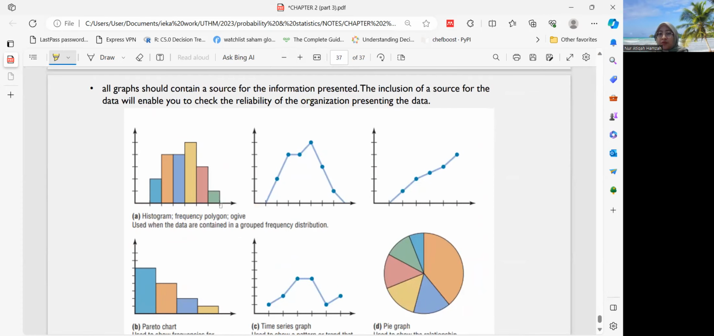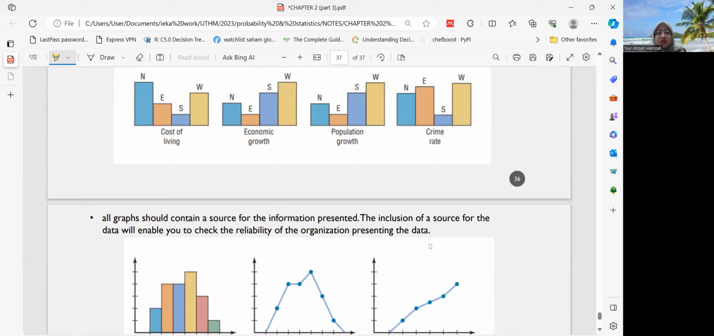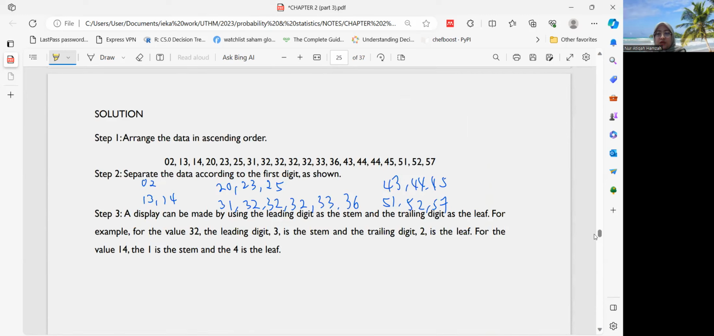The histogram, polygon, and ogive: we use the frequency distribution, and for the ogive we use the cumulative frequency. This part is the Pareto chart, which shows frequency for nominal or qualitative variables. The time series graph, kita tengok trend over time, perubahan sesuatu tu. And then this is the pie graph to show the relationship between the parts of the whole. Ini akan kita tulis dalam bentuk percentage. So these are all about the graph and also the misleading of the graph.